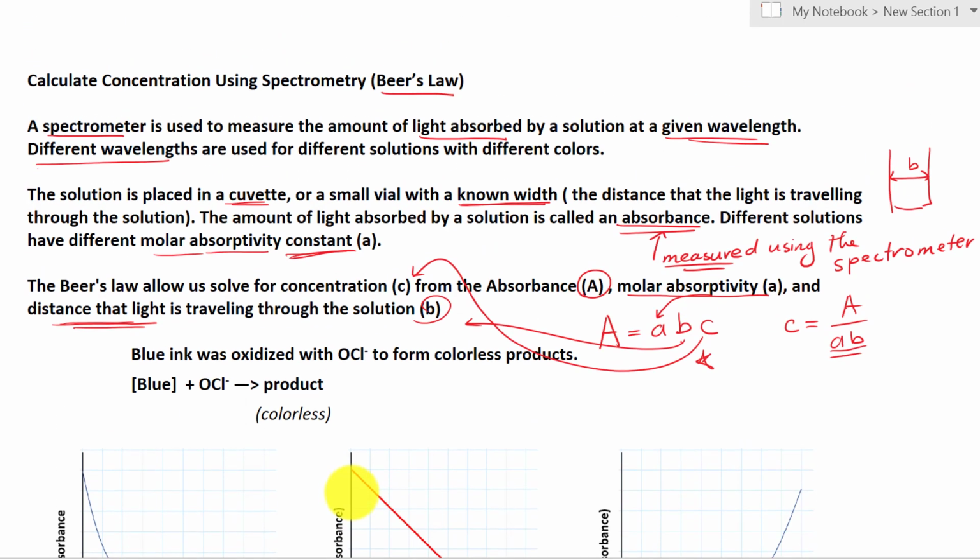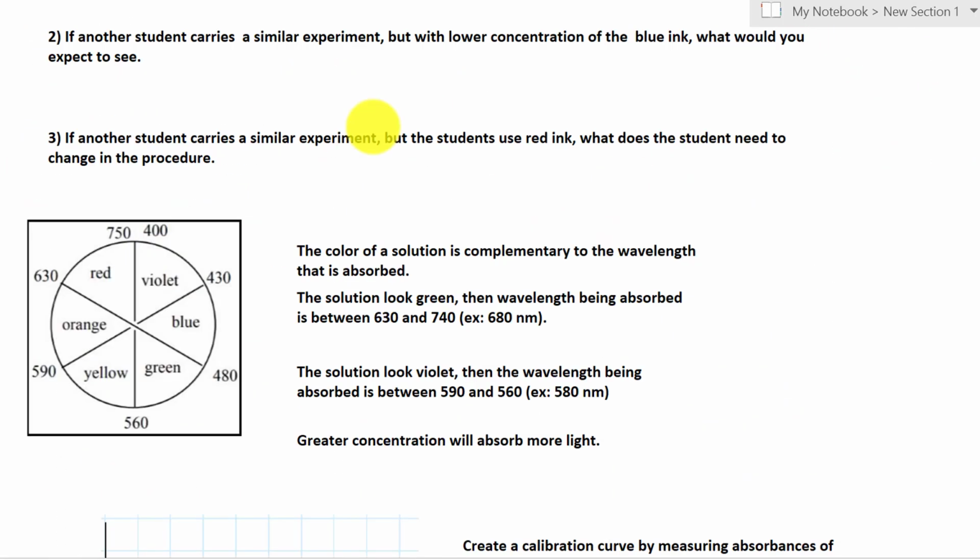Before we look at some sample problems, let's look at this idea where different colors of different solutions will absorb different wavelengths of light. To be more specific, the color of the solution is complementary to the wavelength of the color of light that's being absorbed. So what is a complementary color? Basically, it is the opposite based on a color wheel. For example, if the solution looks green, we find where green is on the color wheel, and its complement, the opposite of it, is red.